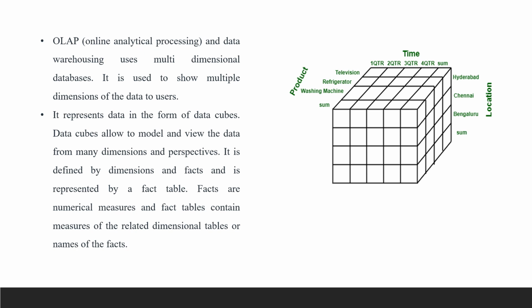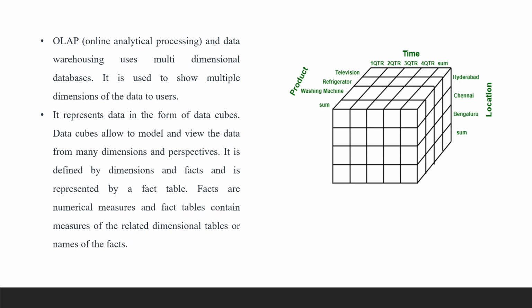Here, OLAP and data warehousing use multidimensional databases. It is used to show multiple dimensions of the data to users. It represents the data in the form of data cubes. Data cubes allow us to model and view the data from many dimensions and perspectives. It is defined by dimensions and facts and is represented by the fact table. Facts are numerical measures, and fact tables contain measures of the related dimensional tables or names of the facts.